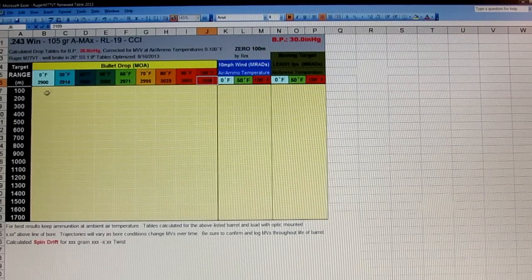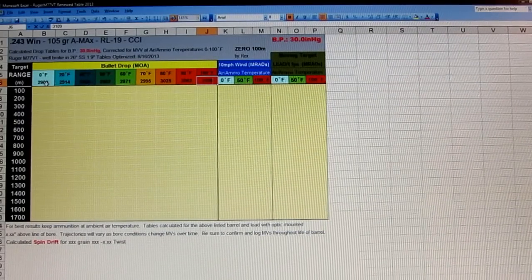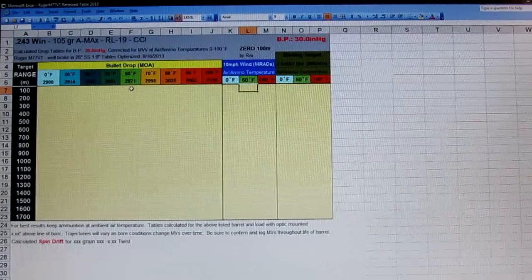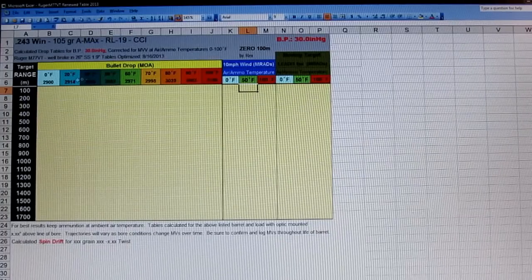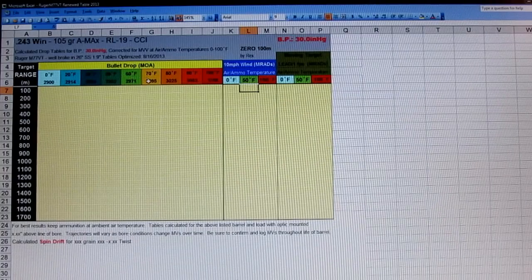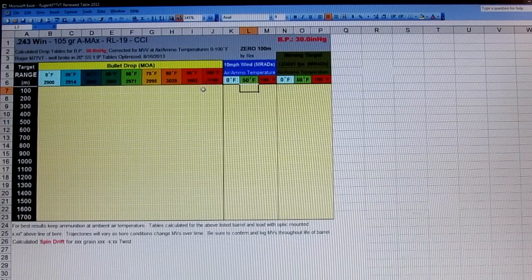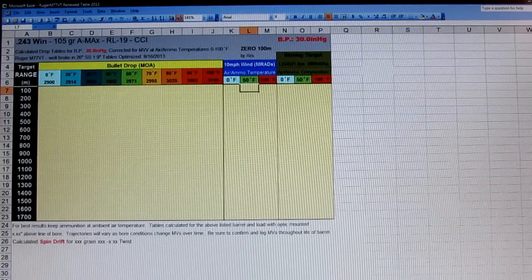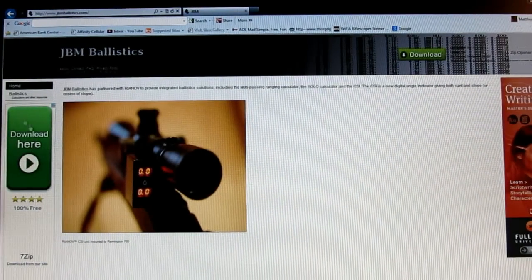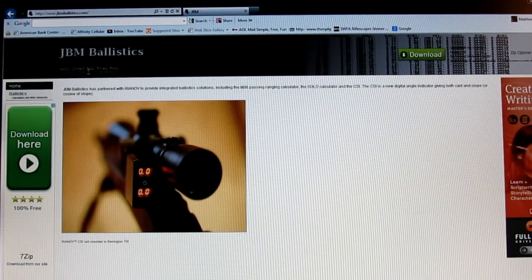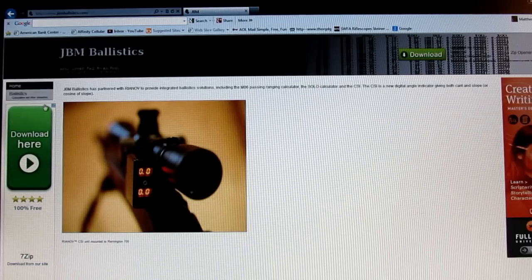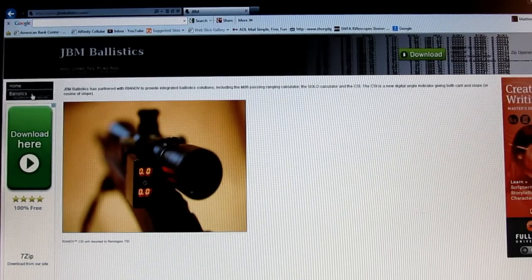Okay, so now we have our muzzle velocities typed into the corresponding temperature. Alright, so the next step after we have our muzzle velocities typed in for our different ammunition temperature ranges is going to JBM Ballistics. So let's open that up and see what it looks like. Okay, so here's JBMBallistics.com up here, okay? So you're going to have the ballistics tab over here. Let's just click on that.